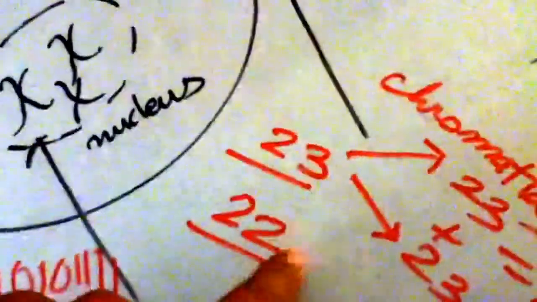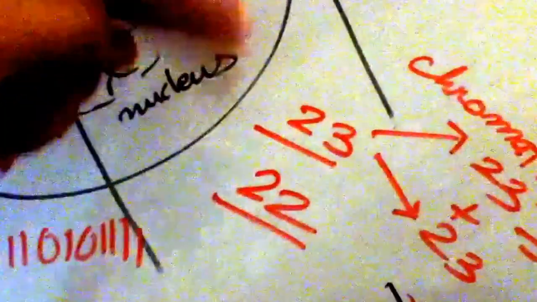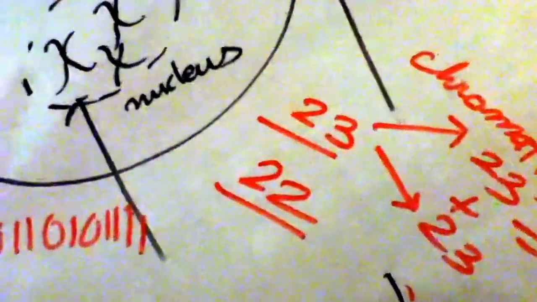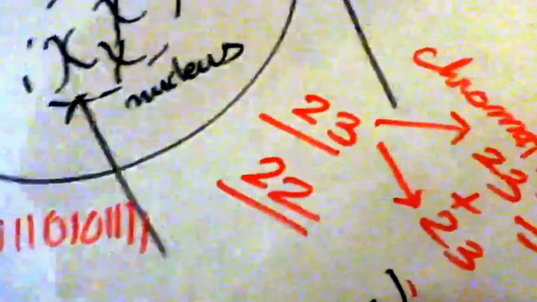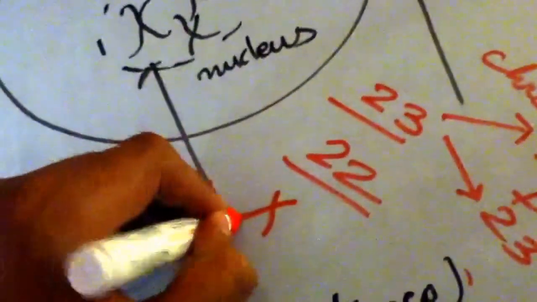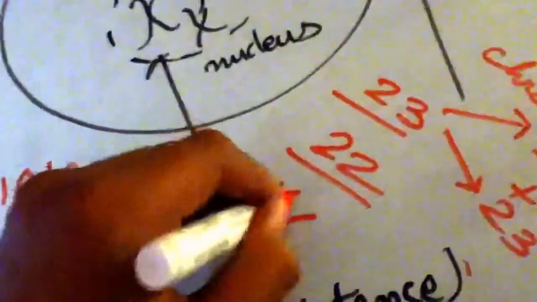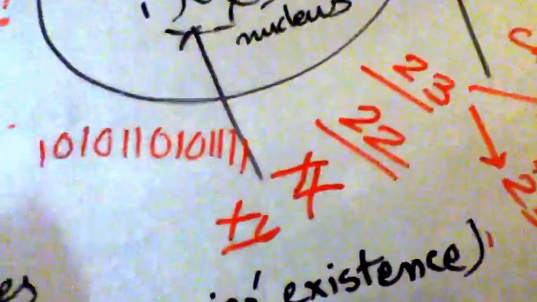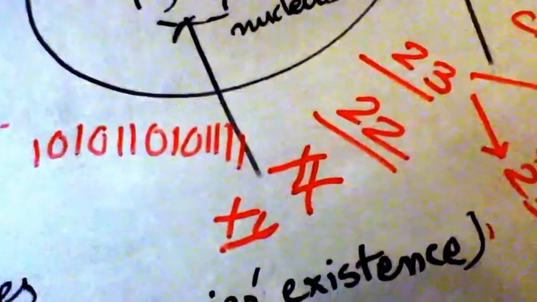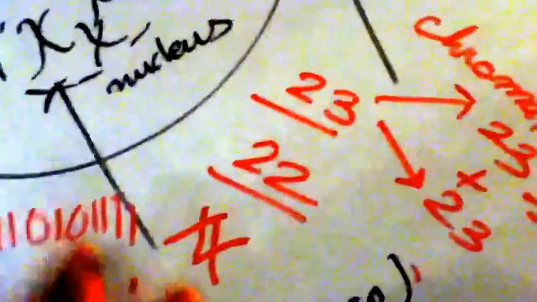22 of them are common to male and female. They are the same for both genders, but one pair is called the sex determinant chromosome. That pair can either be XX, or it can be XY. And this is what determines the gender of the human or the multicellular organism in question.